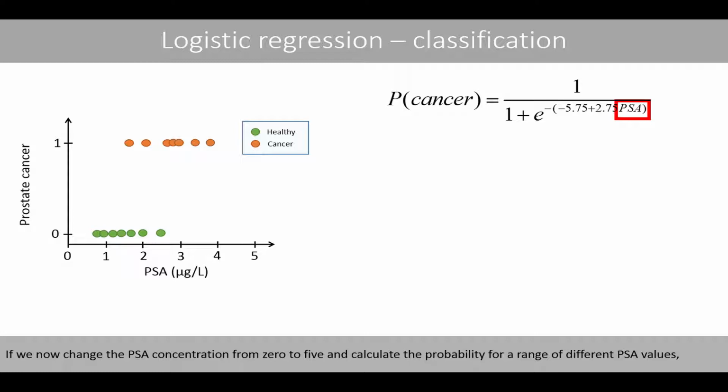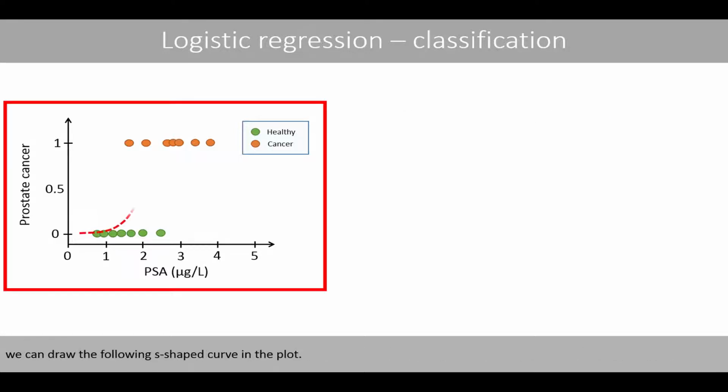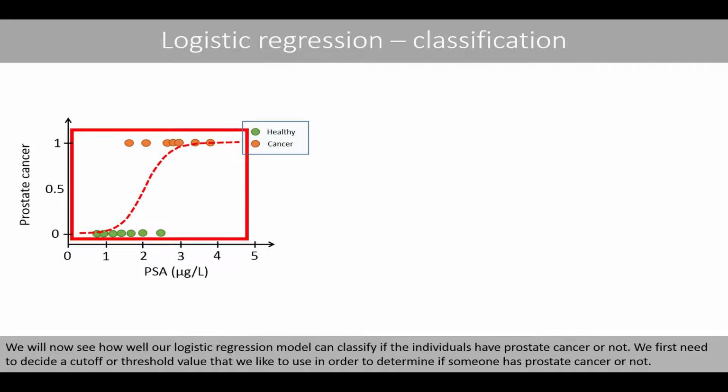If you now change the PSA concentration from 0 to 5 and calculate the probability for a range of different PSA values, we can draw the following S-shaped curve in the plot. We will now see how well our logistic regression model can classify if the individuals have prostate cancer or not. We first need to decide a cutoff or threshold value that we like to use in order to determine if someone has prostate cancer or not.